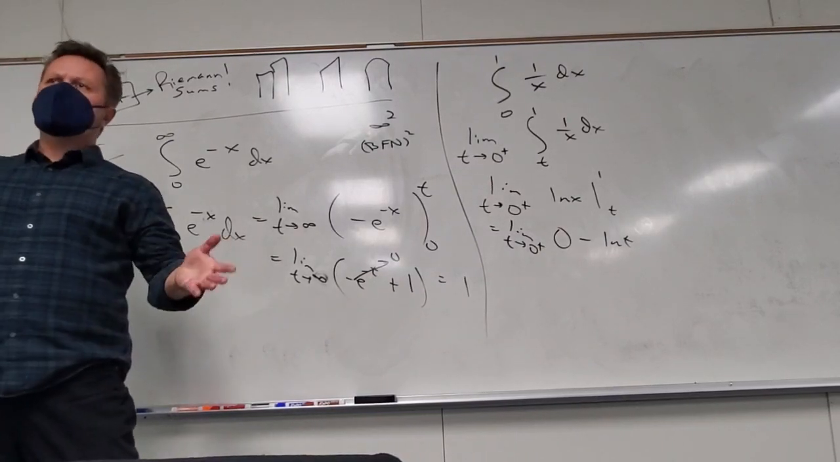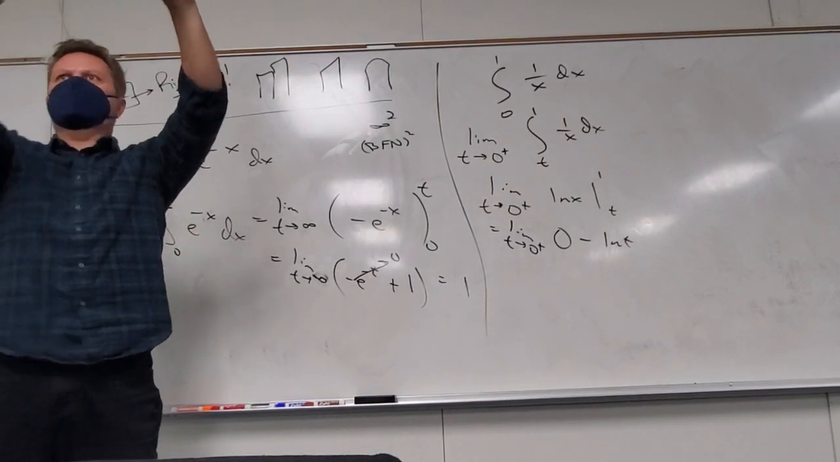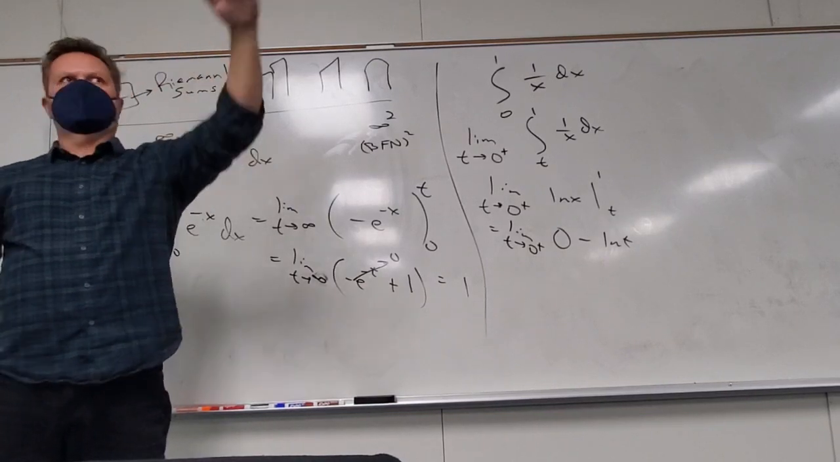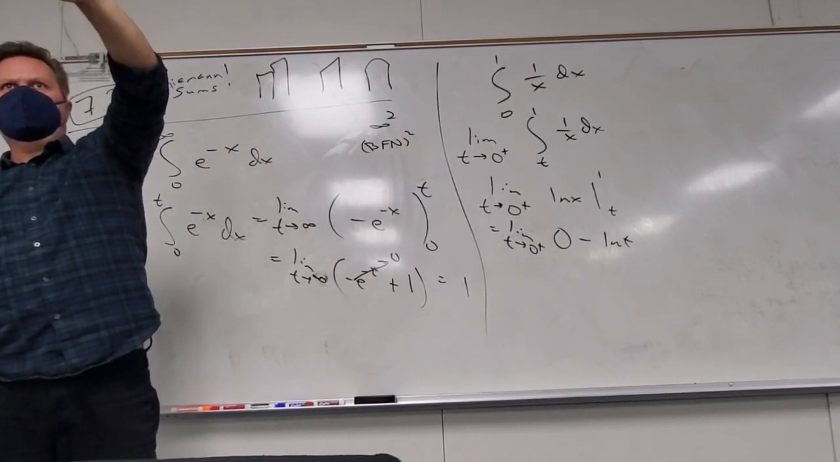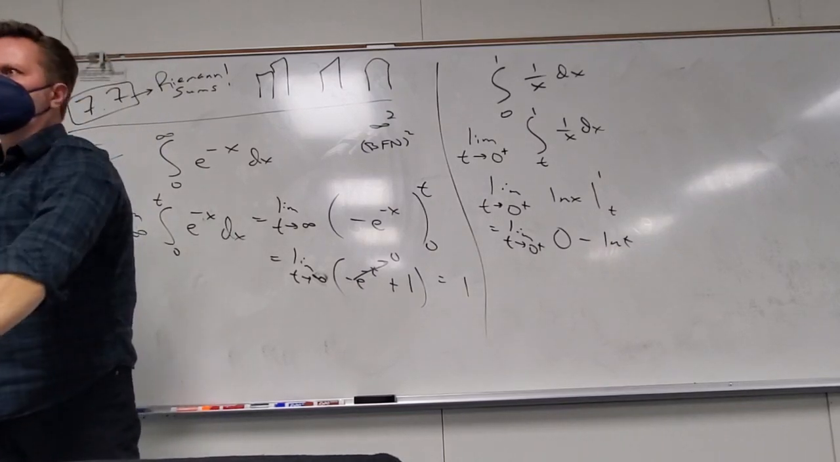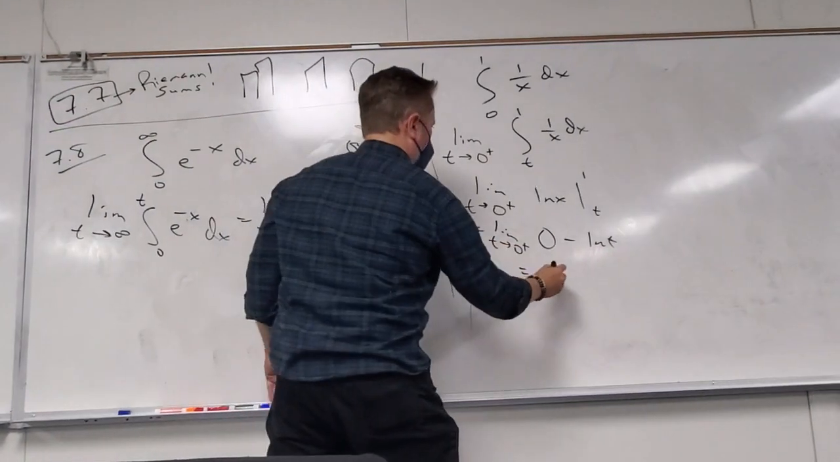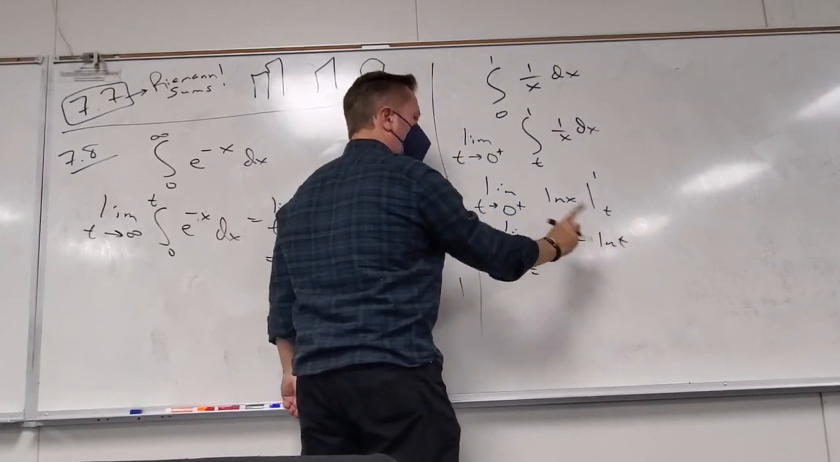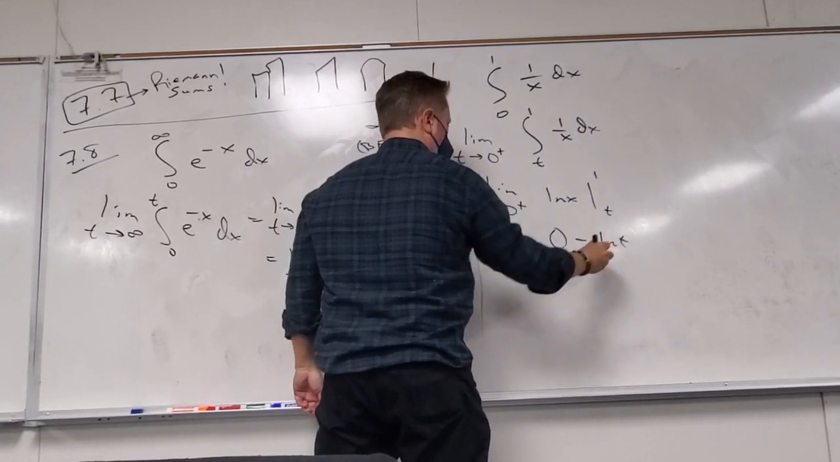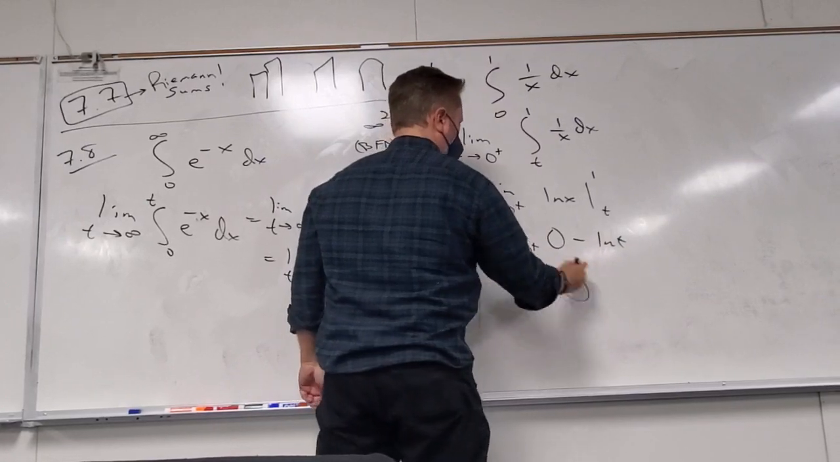So again, limits are much easier if you know the shape of the graphs of things. Natural log looks like this. So as I approach 0 from the right, it goes to negative infinity. So what's the answer then? Positive. Good. 0 minus negative infinity is positive infinity.